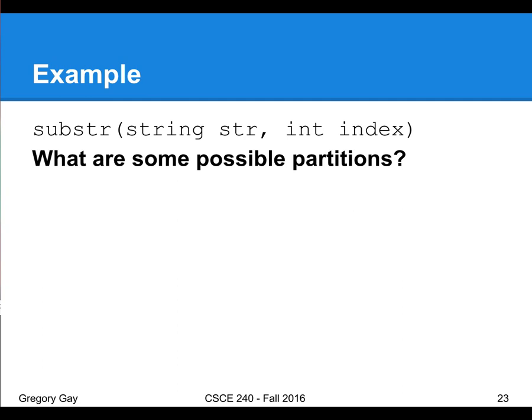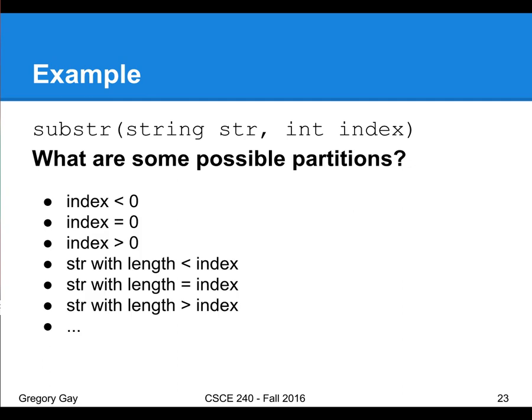Anything else? So this is by no means exhaustive, but you'd vary the index definitely. You'd maybe try something negative, something greater than the length of the string, just something normal, something at 0, right? Try the string, vary the string's length based on your index, right? Because you can tie these together. A string with a length shorter than the index, equal to or greater, right?